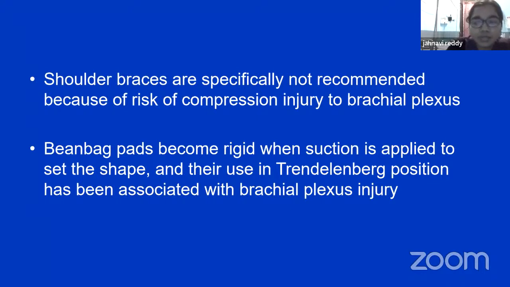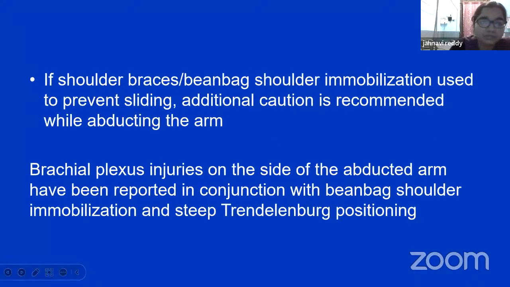Beanbag pads will also become rigid. They make the beanbag pads rigid by suctioning so that they can set the beanbags in a specific shape so that the patient won't slip from the table. It is also associated with brachial plexus injury as it is very hard. If shoulder braces or beanbag shoulder immobilization are used to prevent sliding, additional caution is recommended while abducting the arm. Brachial plexus injury on the abducted side of the arm has been reported in conjunction with beanbag immobilization of the shoulder and steep Trendelenburg position.